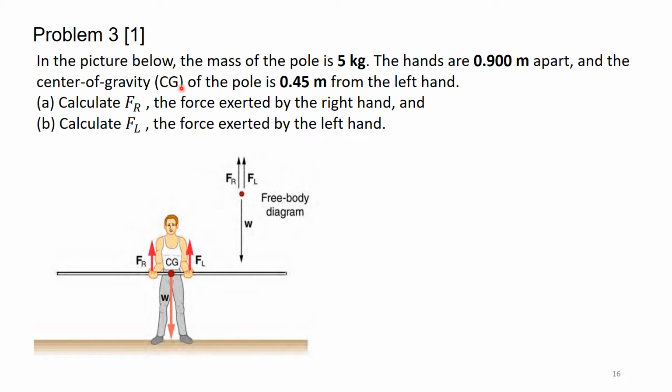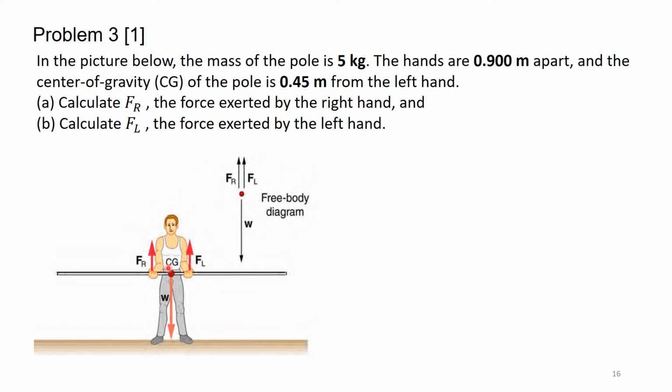Next problem. You can see in the picture that this person's holding a pole of 5 kilograms horizontally with his 2 hands, and the hands are 0.9 meters apart, and the center of gravity of the pole is right in between the hands, 0.45 meters from the left hand. So we are trying to calculate the FR, that's the force exerted by the right hand. And then for part B, we calculate FL, the force exerted by the left hand.